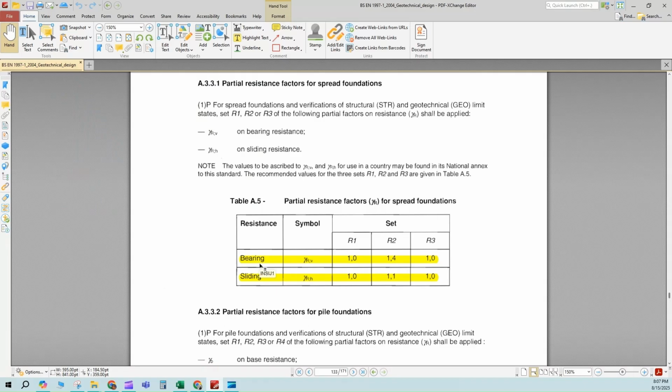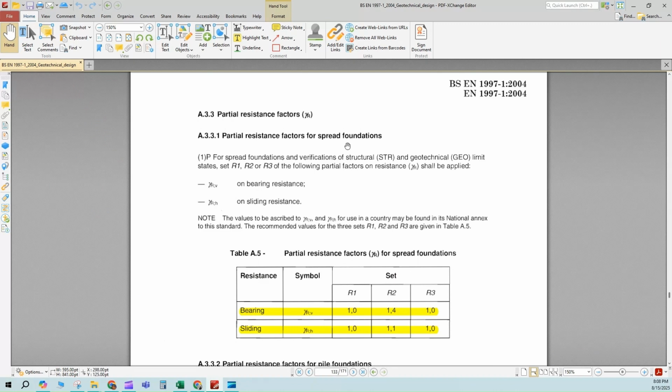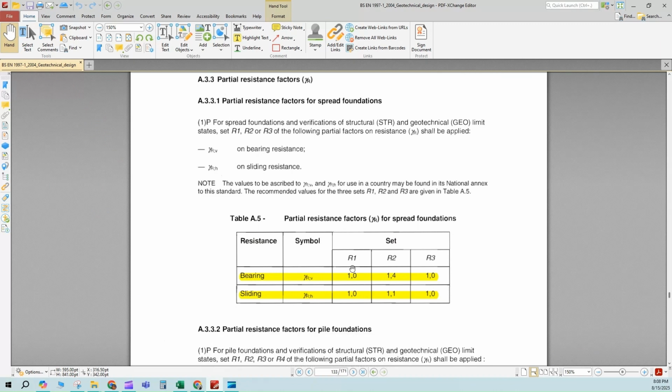So here, for bearing and sliding, what factors are we going to consider for sliding? It is applicable for overturning also. This is the table of partial resistance factors for spread foundations. Here the R1, R2, R3 sets are there, so these types of load combinations we need to consider. R1 is nothing but to design the structure material. You can see here, for spread foundations, the verification of structural STR and geotechnical limit states uses sets R1, R2, R3, and for the following factors, the resistance factor gamma R shall be applied.